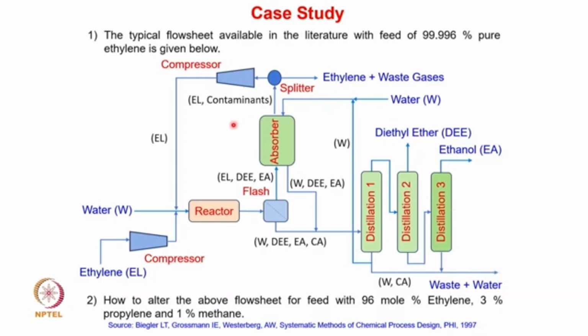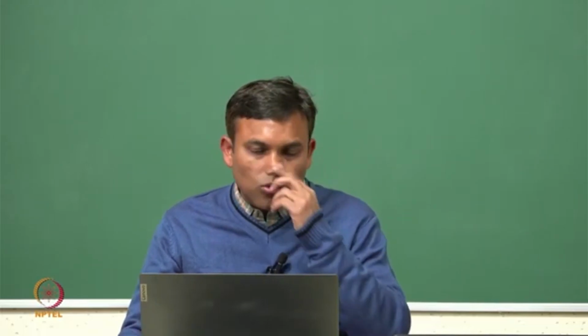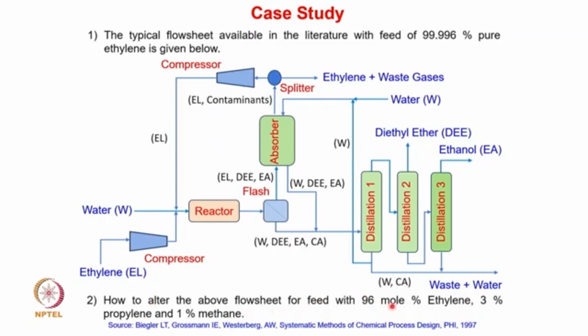So this is the typical flow sheet of conversion of ethylene to ethanol, when the purity of the ethylene is around 99.996%. Now the question here is how we can modify this particular flow sheet for a given feed condition. So remember that in a case study, the given feed has 96 mole percent ethylene, 3% propylene and 1% methane. So it's not 99.996% pure ethylene. So clearly one has to modify this particular flow sheet in order to handle an impure feed.